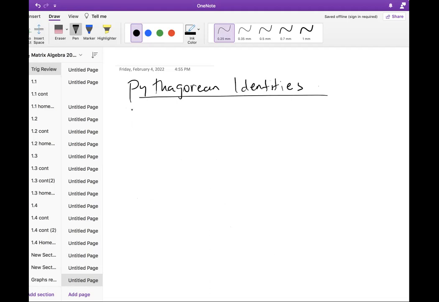So remember the unit circle had the equation x squared plus y squared is equal to 1, right? That came from the Pythagorean theorem. And we know that x and y on the unit circle correspond directly to cosine theta and sine theta.